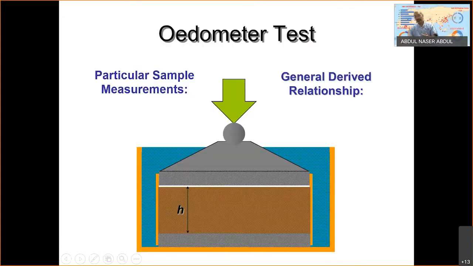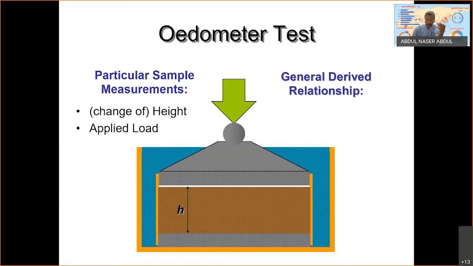So what test do we use in the lab? It is called the odometer test, or simply the consolidation test. It's a very simple test in the lab. But we are interested in the result, not the test. How they do the test, that the testing technician or the engineer will do. But we need to know what is the result of the test.